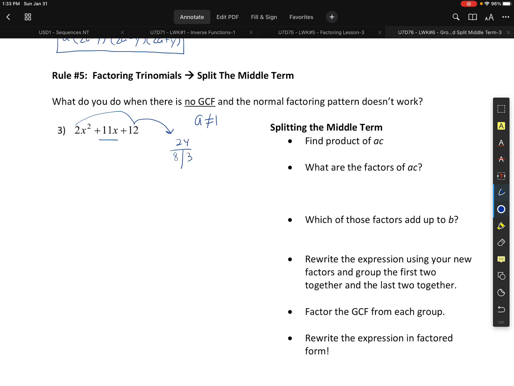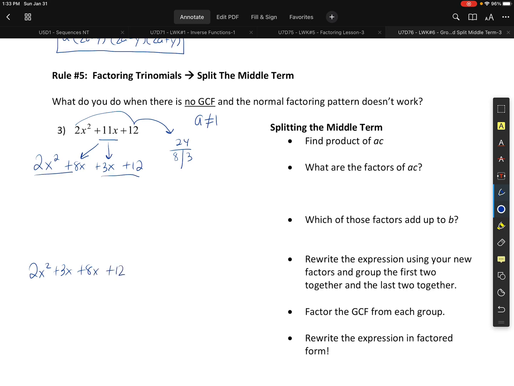8 and 3. So I can now write this as 2x squared plus 8x plus 3x plus 12. Now it doesn't matter. You could have written it as 2x squared plus 3x plus 8x plus 12. Still get the exact same answer in the end.